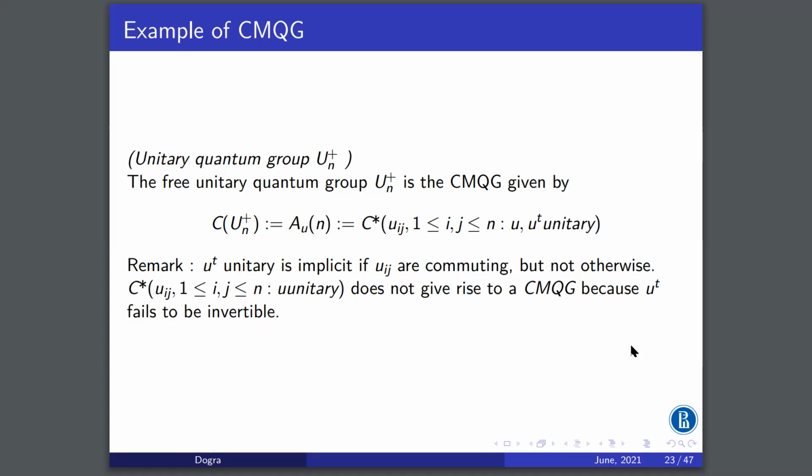An example is the unitary quantum group, which is denoted by U_N. It is the free unitary compact quantum group. It's given by the generators u_ij, where i, j range from 1 to n, except u and its involution are both unitary. And if these elements u_ij are taken to be commutative, then the unitary condition is implied, but otherwise it's not, and it might not give rise to a compact quantum group at all, because it might not be invertible.